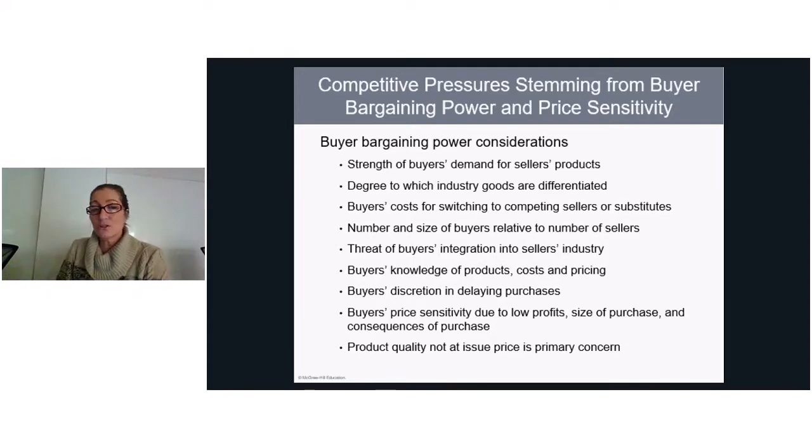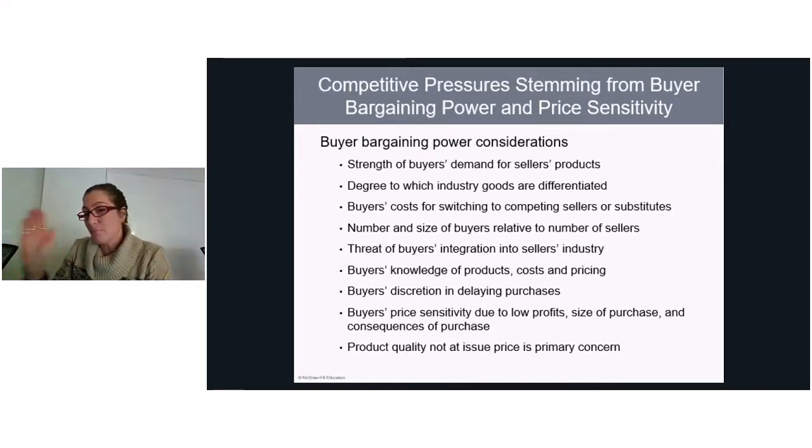The degree to which the industry goods are differentiated. All right, so we're looking at the pressure from the buyer and how price sensitive they are, and how differentiated those goods are. So does this give the buyer bargaining power or not?